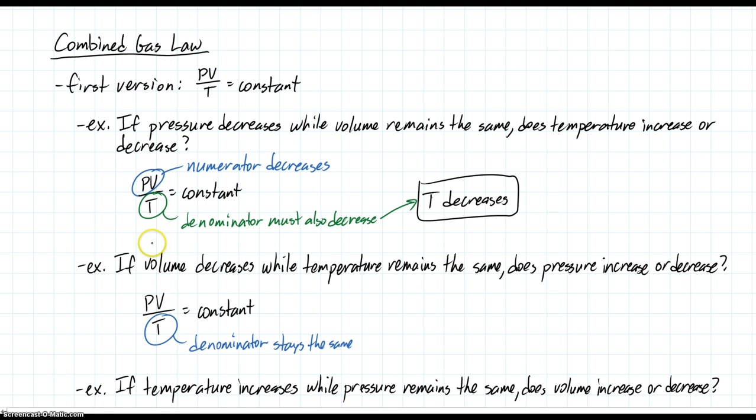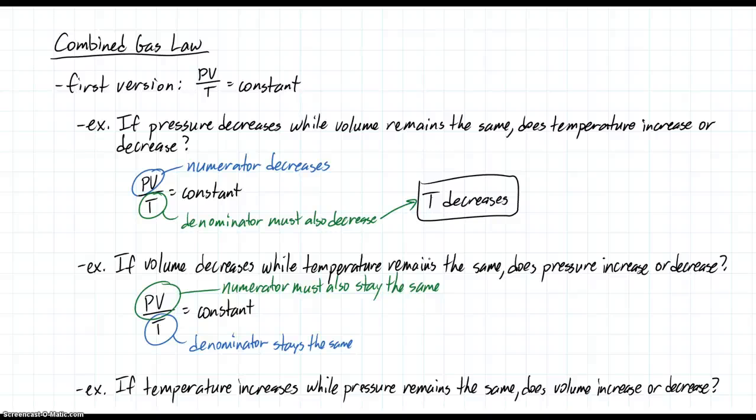But if the denominator is staying the same, that means the numerator must also stay the same. But the numerator is pressure times volume, and we know the volume is decreasing. And so the only way that the product of P and V can stay the same if V is decreasing is if P is increasing. And so this means that the pressure increases.